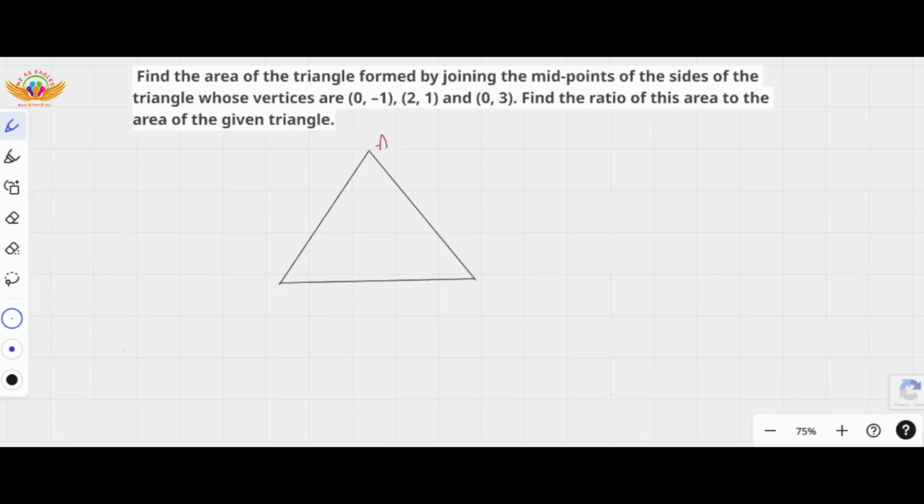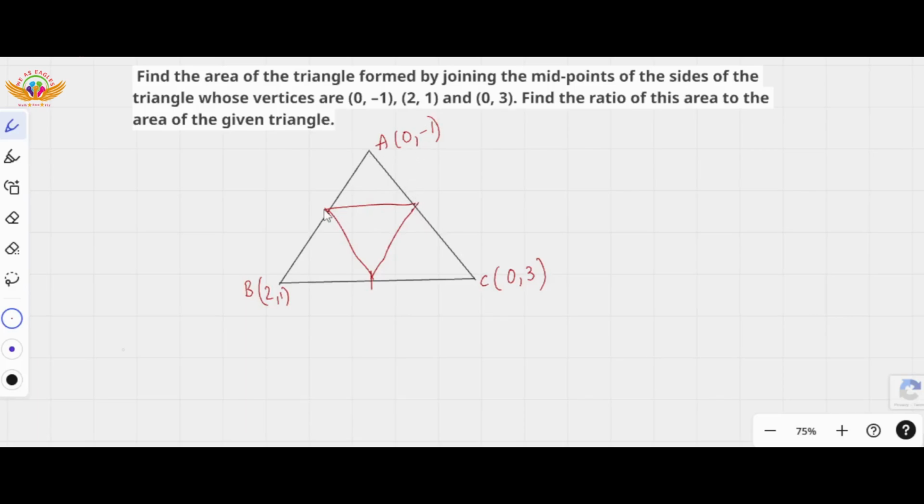A point is 0 comma minus 1, B point is 2 comma 1, and C point is 0 comma 3. And the area of the triangle formed by joining the midpoints. The midpoint of AB is this, the midpoint of AC is this, and the midpoint of BC is this. Now I'm going to join these lines. So this is another triangle. Find the ratio of this area to the area of the given triangle. First we have to find this small triangle's area to the area of this big one.